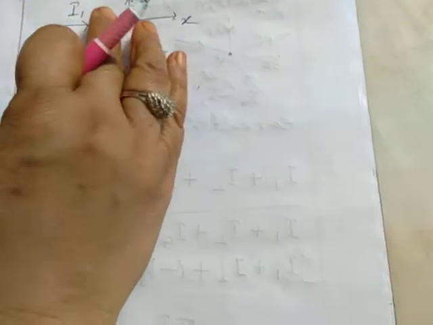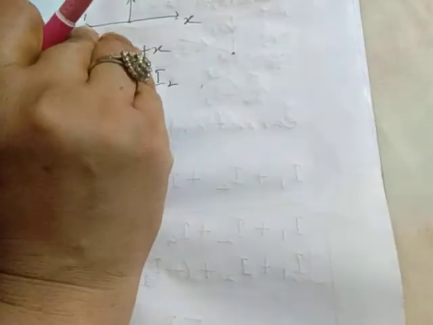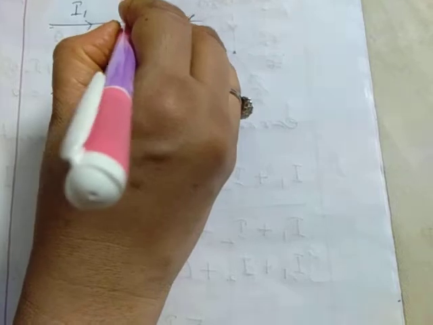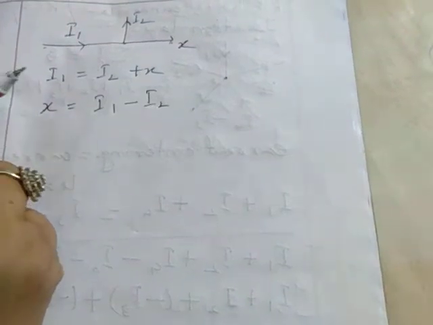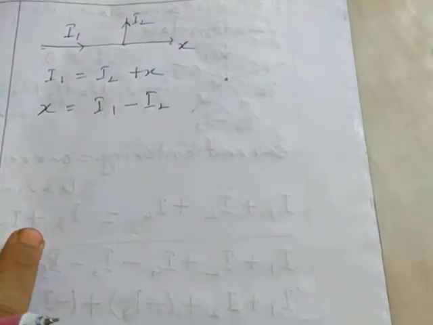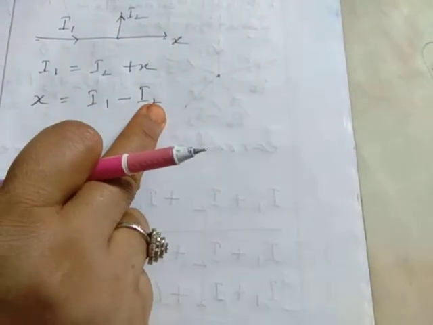KCL, that means Kirchoff's current law, is applicable only for the junction. You have to remember this. These types of questions can come in your MCQ, so you must remember these things. In this way, by applying Kirchoff's current law, we can solve the circuit.